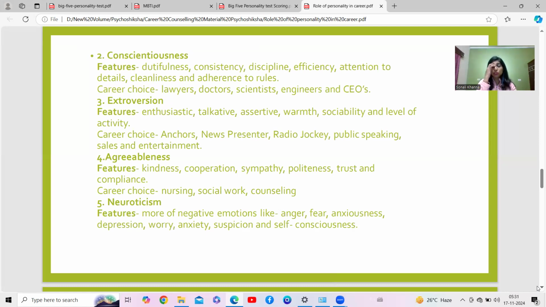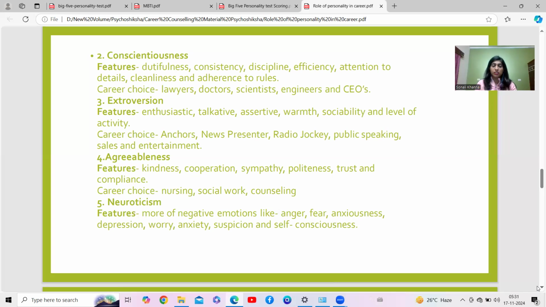E stands for extroversion. Those people are enthusiastic, talkative, and assertive, with warmth, sociability, and a high level of activity. They can be the soul of a party or of any organization because they put in the positive energy and the enthusiasm that is required to push everybody around. The career choices for them are anchors, news presenters, radio jockeys, public speaking, sales, and entertainment.